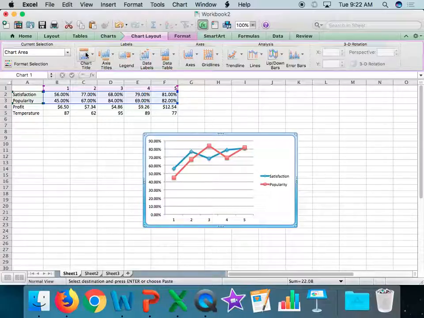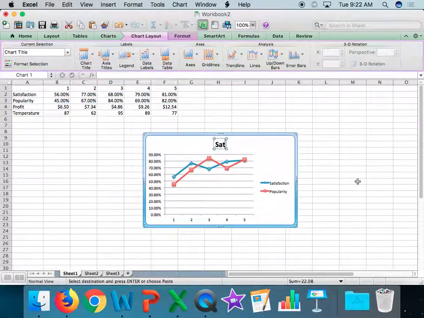Yes. Satisfaction and popularity of the lemonade stand. Good. So you're coming here and put that in. Notice capital letters because it's a title. Okay. All right.